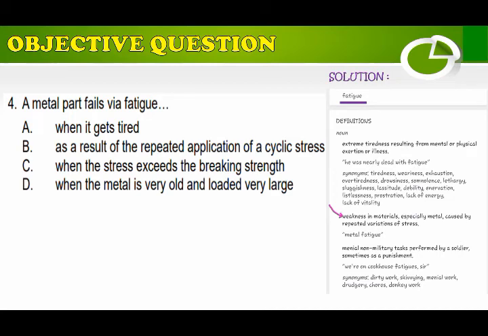For question number 4, a metal part fails via fatigue. Why? From my research, one definition of fatigue is the weakness in material, especially metal, caused by the repeated variation of stress. So the best answer for question number 4 is B, which is as a result of repeated application of the cyclic stress.